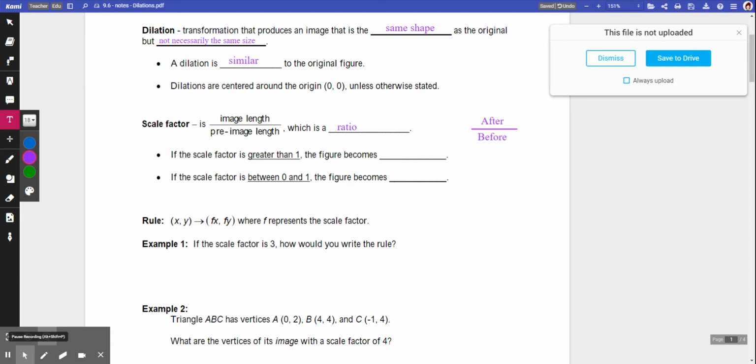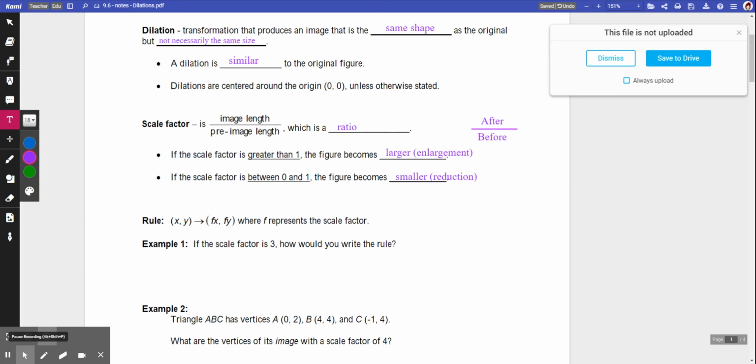Your scale factor, if it's bigger than 1, that means, when a fraction is greater than 1, the numerator, the top of it, is bigger. So that means your after figure, your image, is bigger than your pre-image. So it gets larger. We call that kind of dilation an enlargement. And in the opposite direction, if it's between 0 and 1, that means your before, your pre-image, is the bigger one. And so it got smaller. And we call that kind of dilation a reduction.